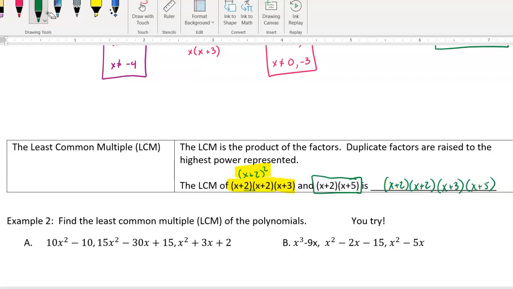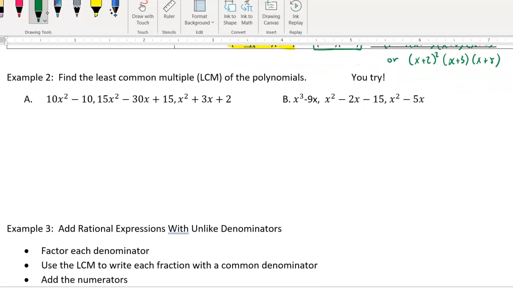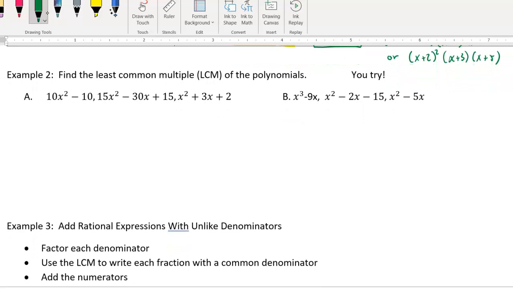So this would be our LCM, our least common denominator, or if we wrote it as x plus 2 quantity squared times x plus 3 times x plus 5, it would mean the same thing. So that's always going to be our first step when we're dealing with fractions with an uncommon denominator.